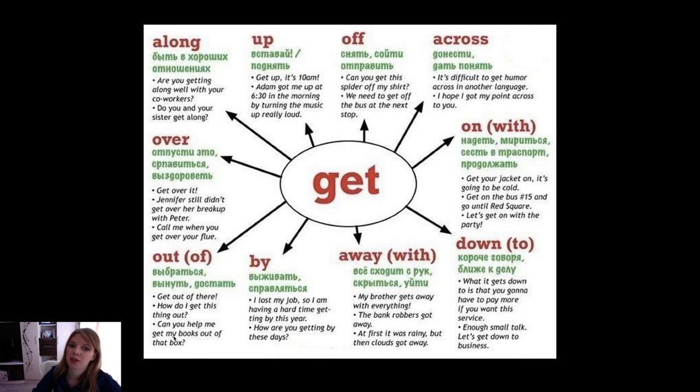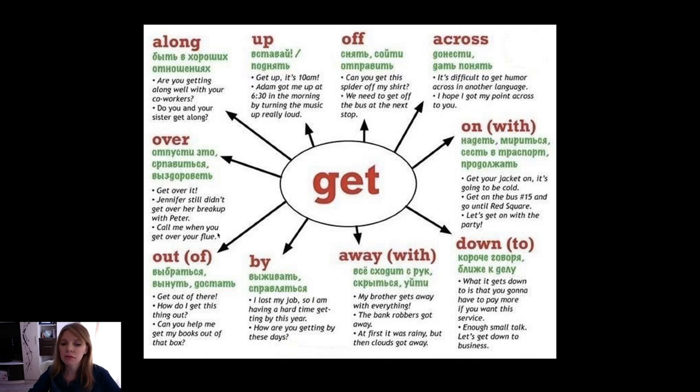And the last meaning, the last phrasal verb is get over. Get over has got also a number of meanings. The first one, get over it. Типа, отпусти это, забудь это, да, забей, может быть, даже где-то. Jennifer still didn't get over her breakup with Peter. Дженнифер все еще не справилась с расставанием с Питером, да, не смирилась, не оправилась. And the last one, and it is really useful case of usage. Call me when you get over your flu. So to get over in the meaning выздоравливать, поправляться.